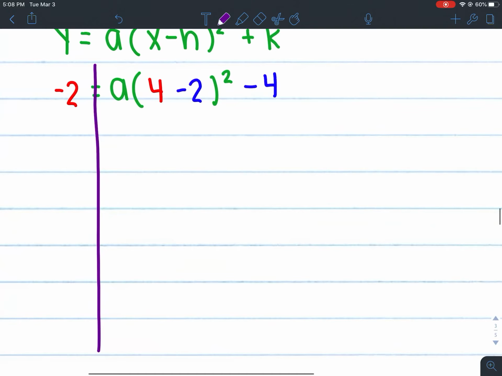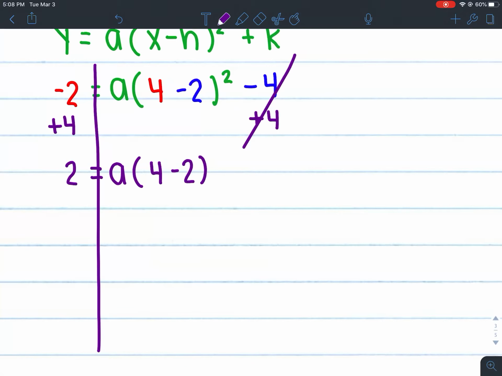All right. First step is you want to get a by itself. So I'm going to get rid of this random 4, and I'm going to add 4 to both sides. Remember, you have the line, so those are your sides, okay? So -4 plus 4 cancels. -2 plus 4 is +2. And we have a, parentheses, 4 minus 2 squared. Okay, so I haven't done anything there yet.